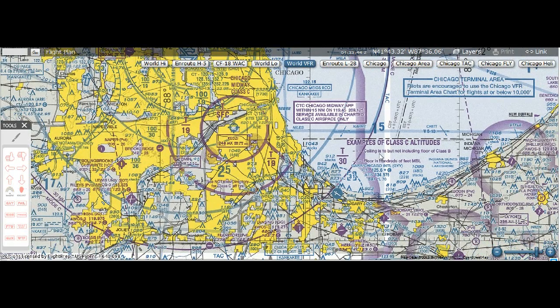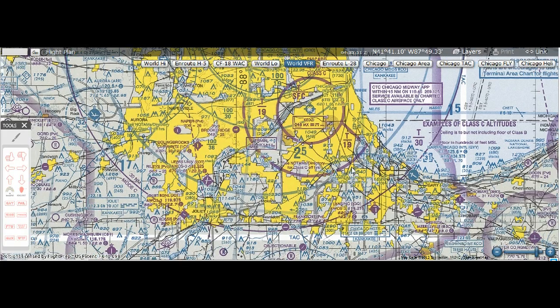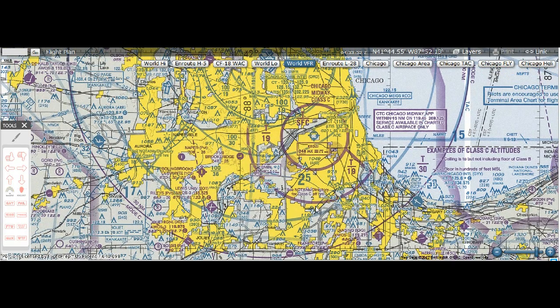If you didn't know what that meant, take a look right here. It says ceiling is up to but not including the floor of the Class Bravo, and it says that right there. And so that is the Class C airspace. To get into Class C airspace, all you really need is two-way radio communication with approach control, okay? And you can contact approach anywhere between 30 to 20 miles out, mainly 30, and you need a transponder. And that's all you really need to get into the Class Charlie airspace.